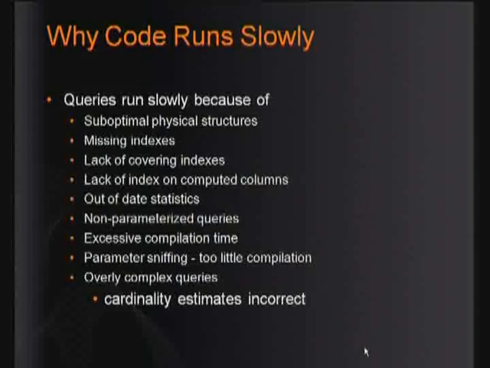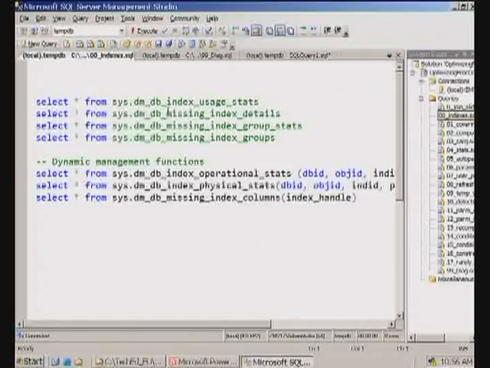Next one is missing indexes. And SQL Server 2005 has some really nice things for missing indexes. There are dynamic management views that let you see specifically what indexes SQL Server thinks are missing. And missing indexes include, or dynamic management views include, sys.dm_db_index_usage_stats, but then they also have missing index details, missing index group stats, and missing index groups.